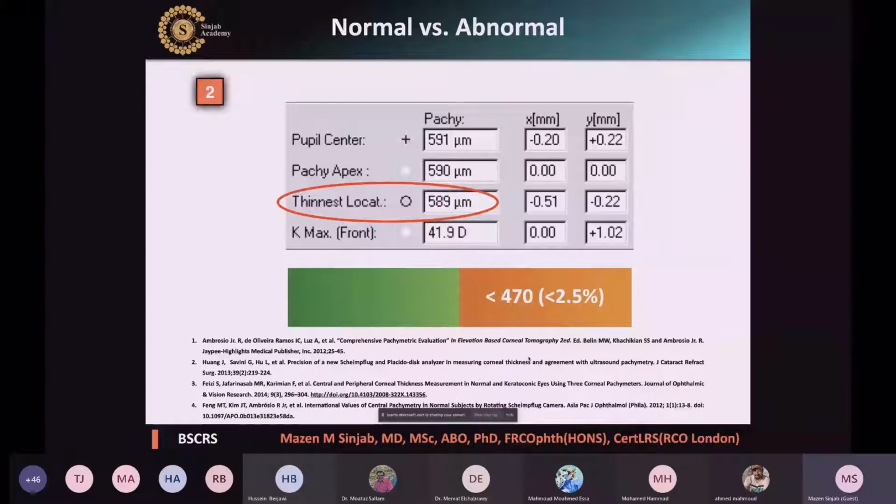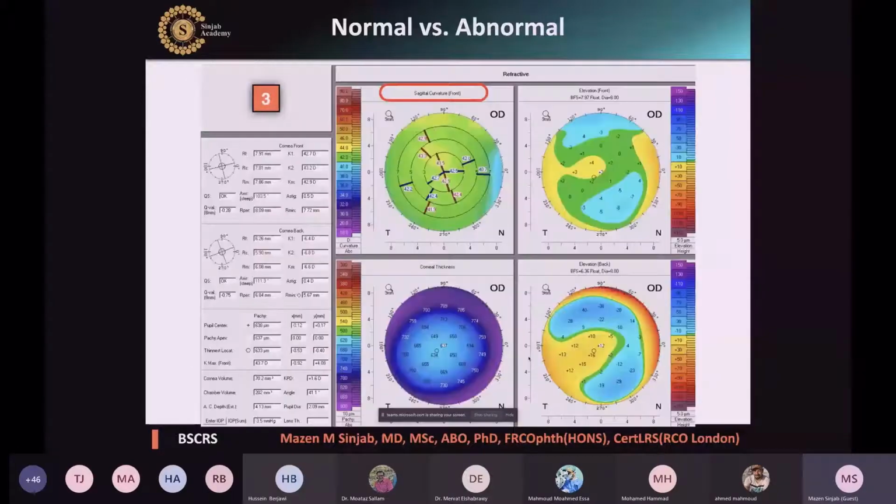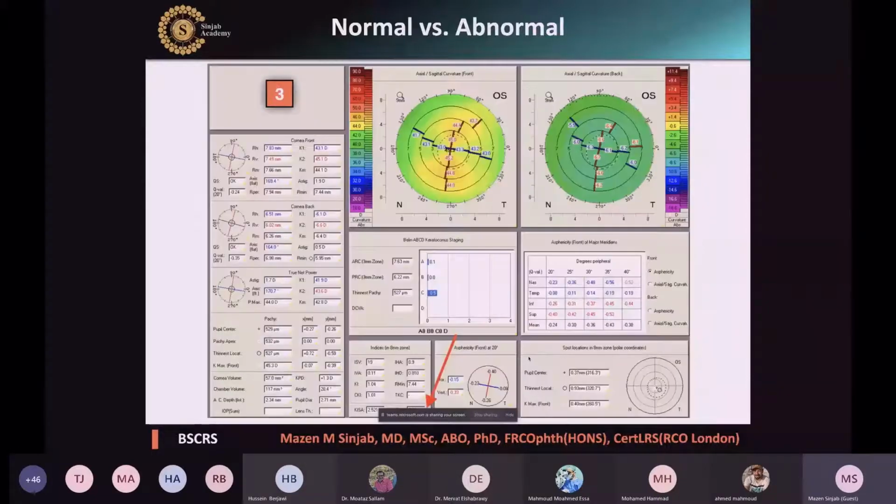We come to the sagittal curvature map. We have to study two things in the sagittal curvature map: the inferior superior asymmetry and the skewed radial axis. So remember, two things to look at in the map. For the inferior superior asymmetry, you have to look at what is called the pachymetry map in the Pentacam. It can show you the I minus S. And if it is more than 1.4 diopters, then it is considered abnormal.